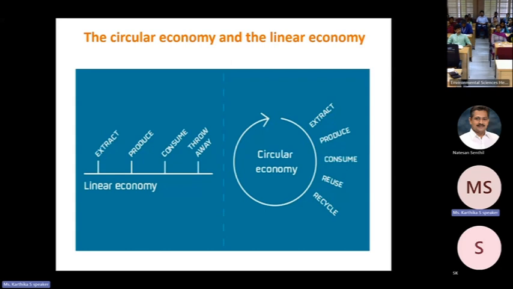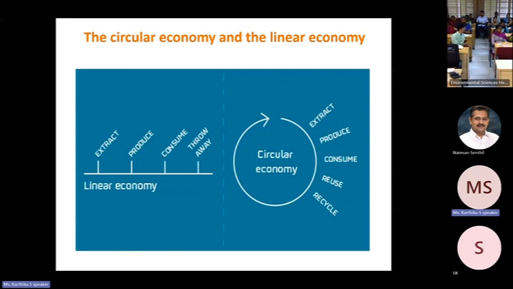We should agree. We only used extract, produce, consume, throw away, in almost any sector. This is the way we used it. Why? We thought that the available resources were forever. But now we are facing resource depletion. Only then are we realizing why this is happening. So over and above, we can't use it hereafter. So now the circular economy.